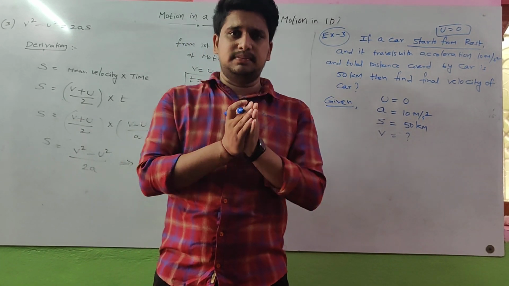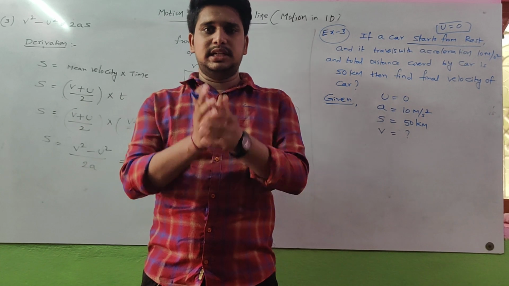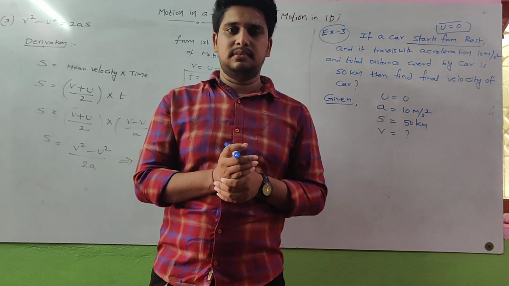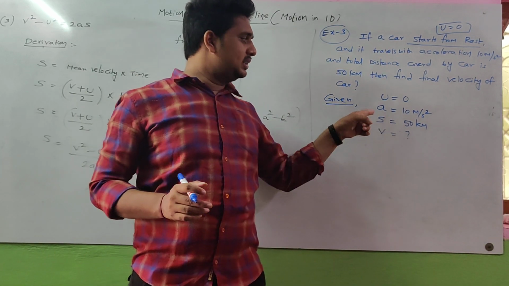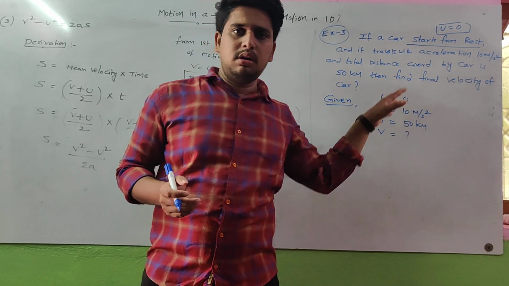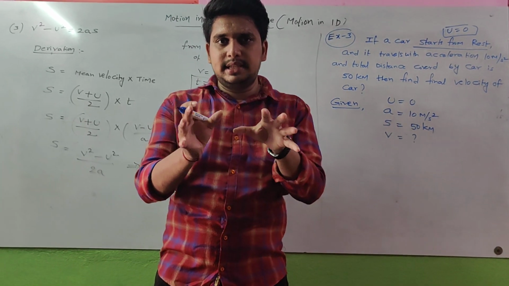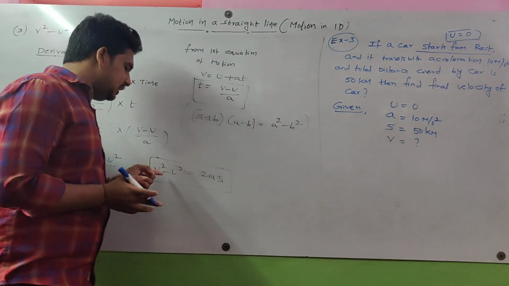If any question is given, just observe the given data. What are the given data here? u is given, a is given, s is given. We need to find v. These parameters exist in which equation? That is important. Do all these parameters exist in this equation or not?